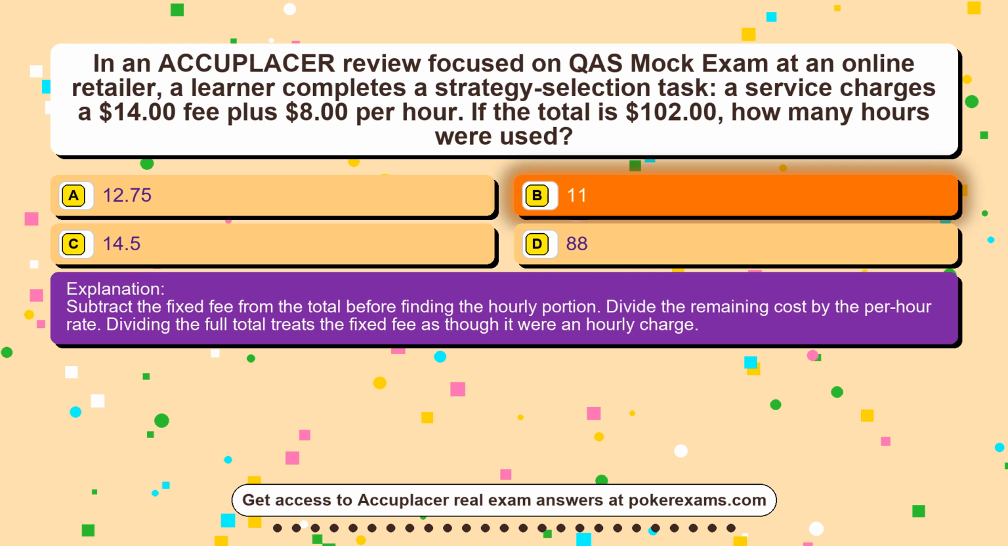Divide the remaining cost by the per-hour rate. Dividing the full total treats the fixed fee as though it were an hourly charge.